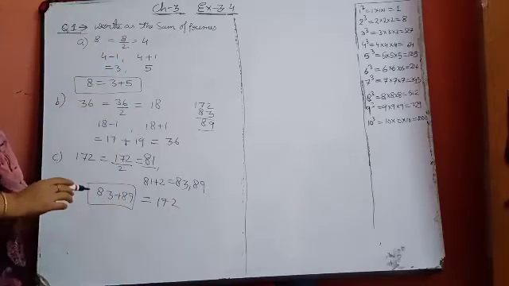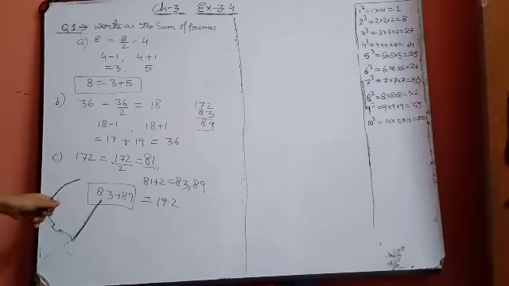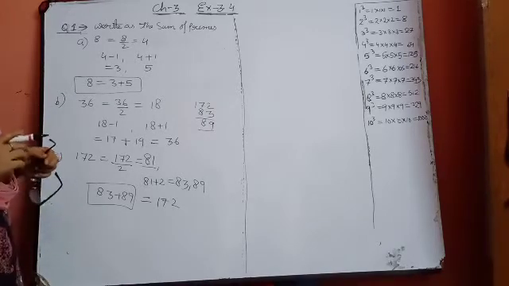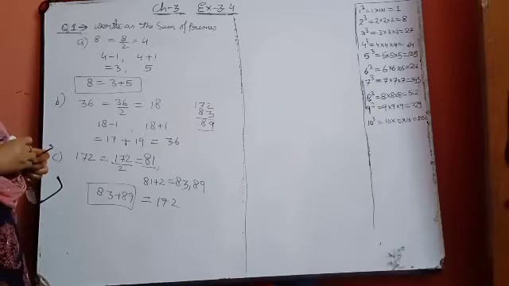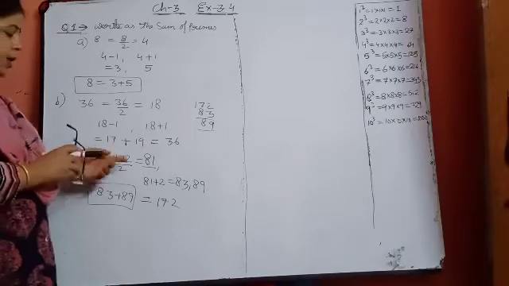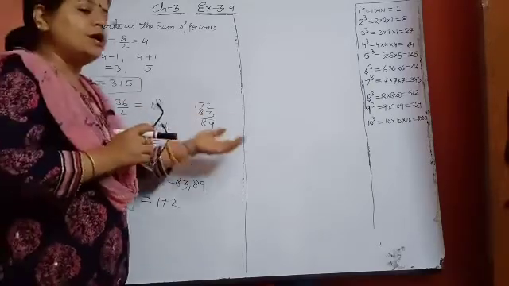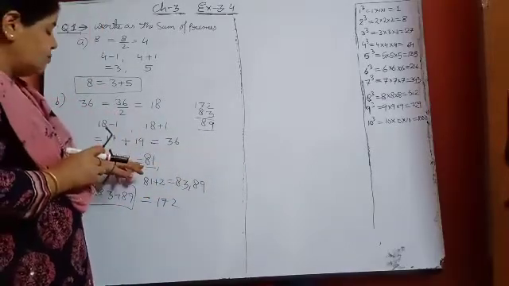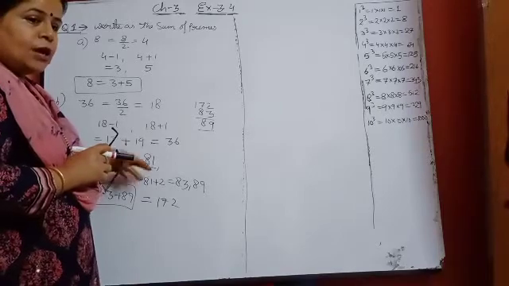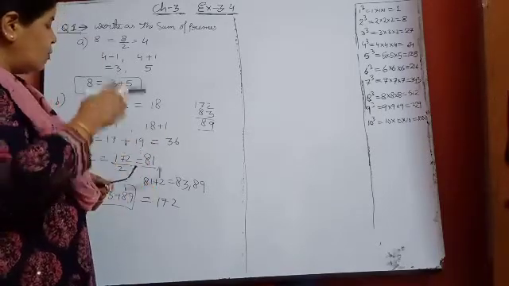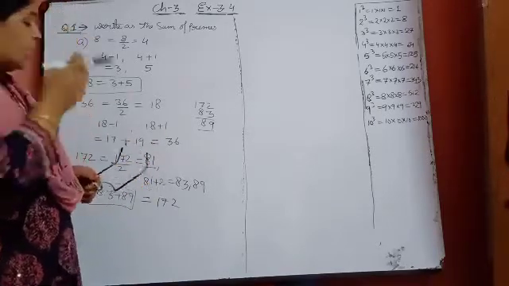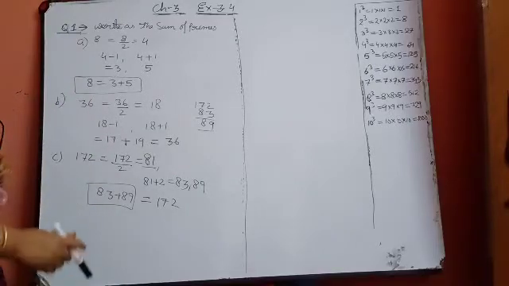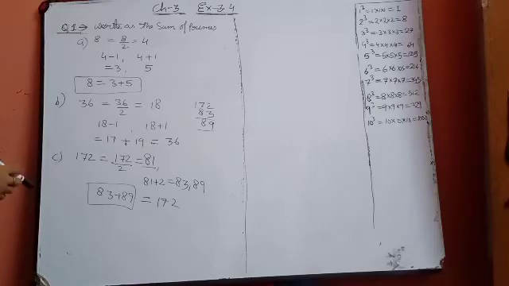89 and 83 do not come in any table. So in this way you have to do the question. If after dividing you are not getting a prime number, you move to the next number or to the previous number. Then also you can write it in the form of prime numbers. The rest of the parts of this question you will do yourself as I was doing.